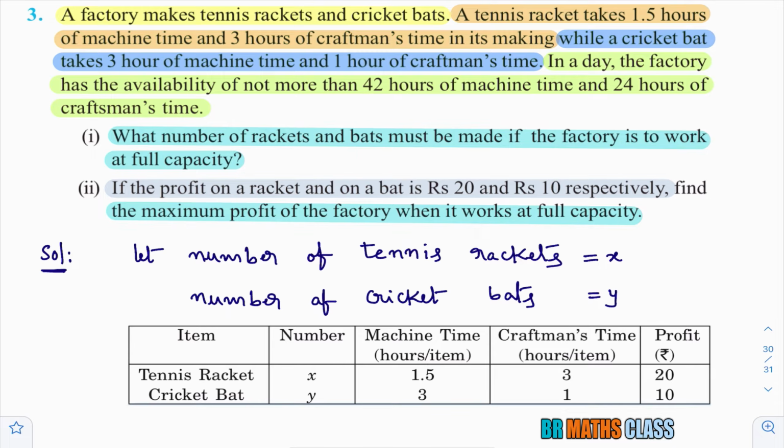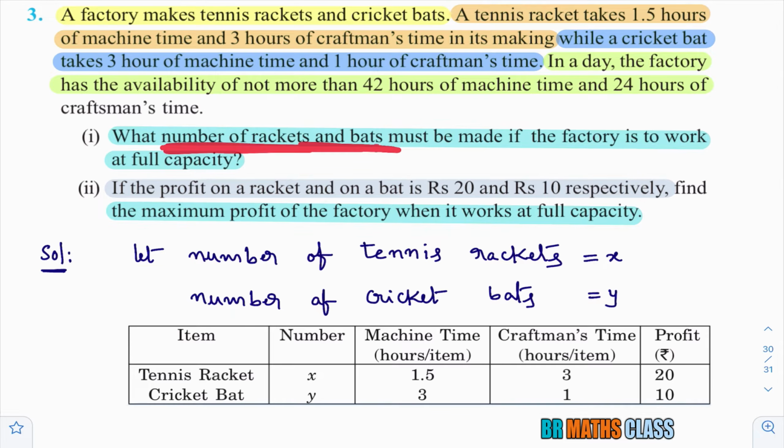Now, to do this first bit, I'll identify what the objective function is and what the constraints are. First thing, the objective function. See here, the number of rackets and bats.